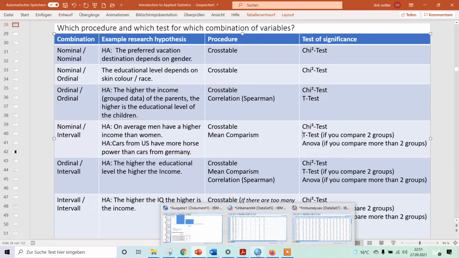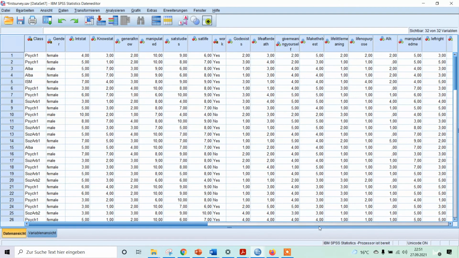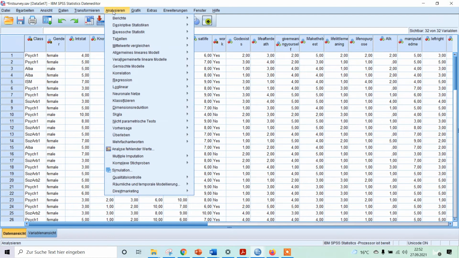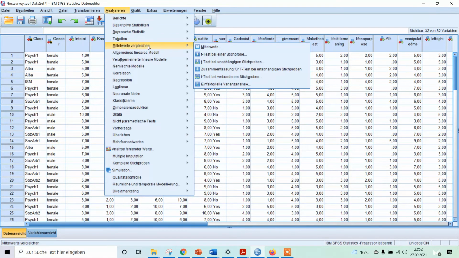Let's have a look at our data set. So let's examine the hypothesis women have a lower interest in statistics than men. We have here gender and interest in statistics, and our hypothesis is women have a lower interest in statistics than men. So there we can obviously apply the t-test. So we go to Analyze, Compare Means, and then we click on t-test. Here we have different t-tests. And important here, we need to take the t-test for independent samples.